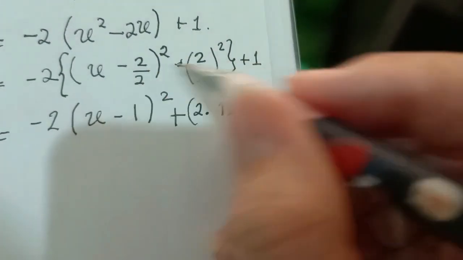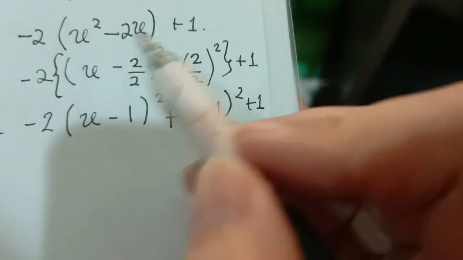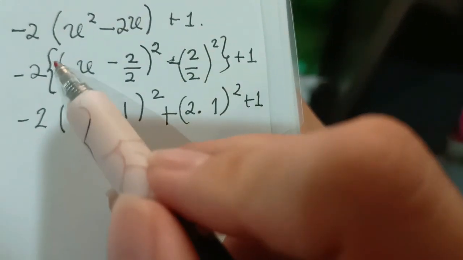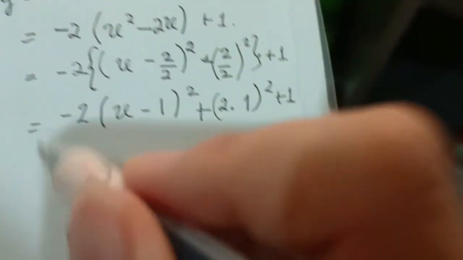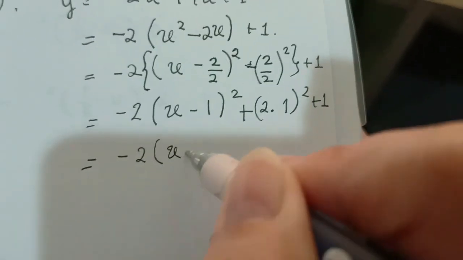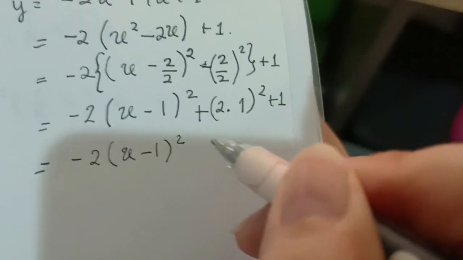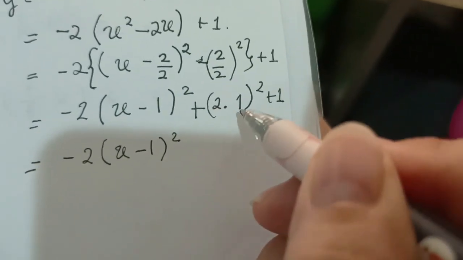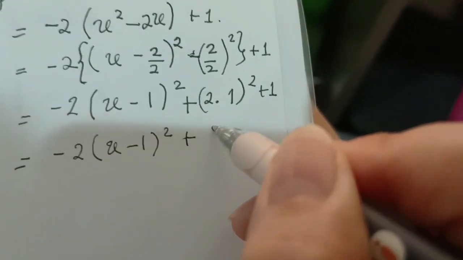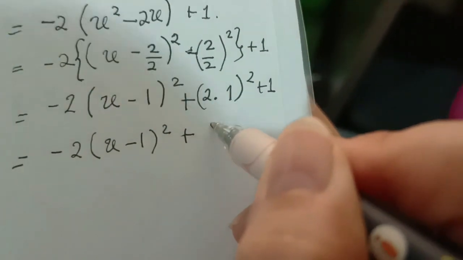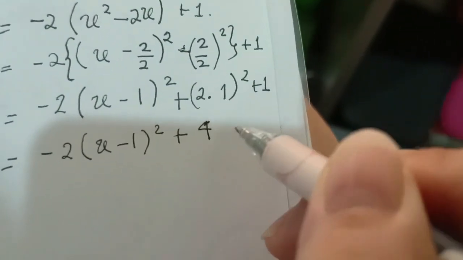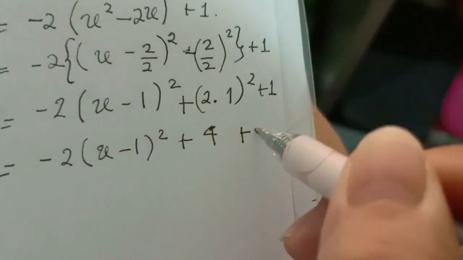Why we give this bracket? Because this is only this one. We have to multiply with 2. So minus 2 in the bracket x minus 1 quadrat. Okay, 2 multiply 1 is 2. Quadrat is 2, right? 4, sorry. Plus 1.